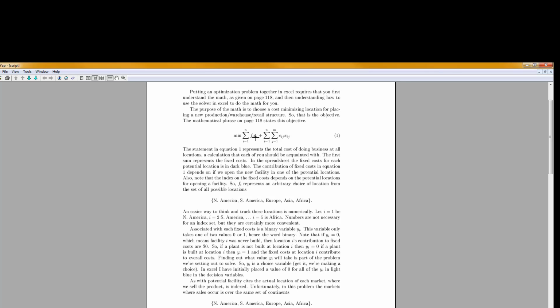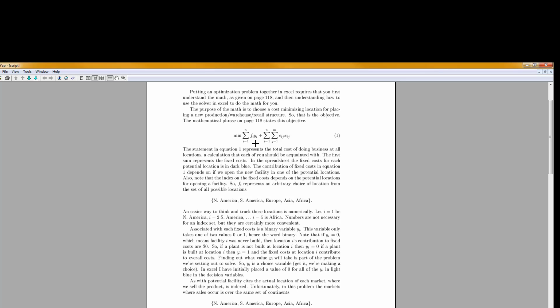So f sub i represents an arbitrary choice of location from the set of all possible locations. It's the ith one, not f1, that would be the fixed costs in North America, not f2, that would be fixed costs in South America, and not f3, that would be fixed costs in Europe, and so forth. An easier way to think and track these locations is numerically. So let i equal 1 be North America, i equals 2 be South America, and so on until I get to i equals 5, which is Africa. Numbers are not necessary for an index set, but they are certainly more convenient.